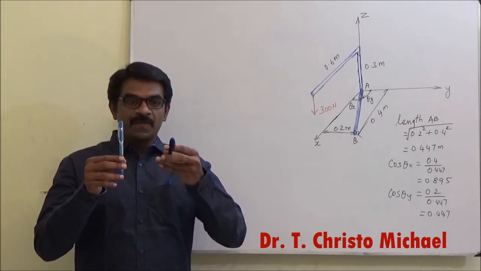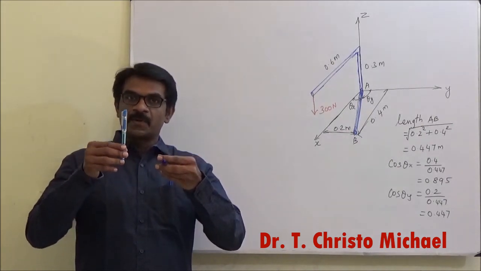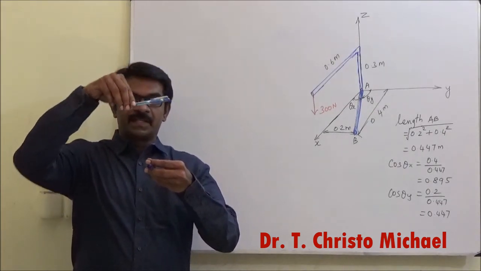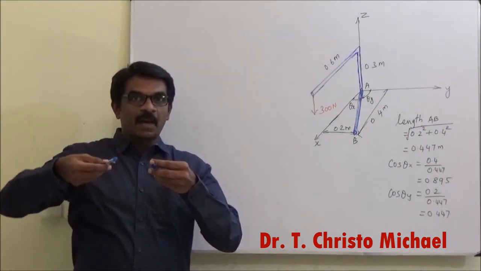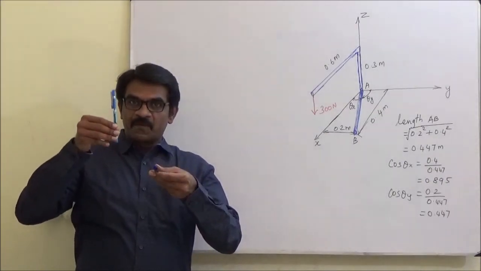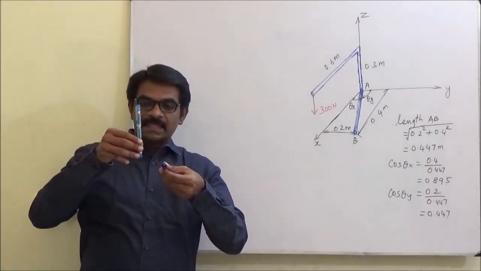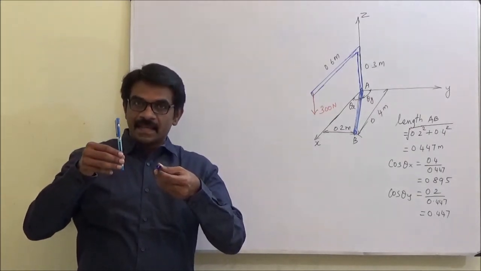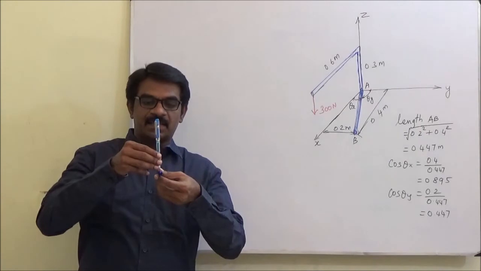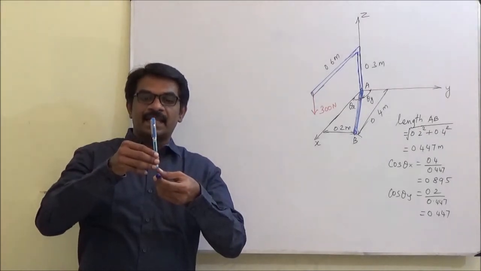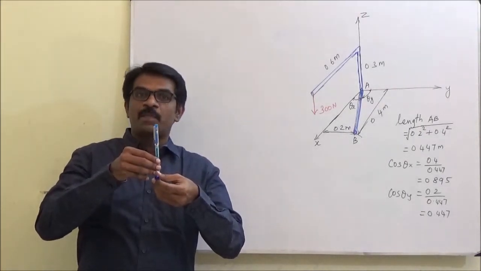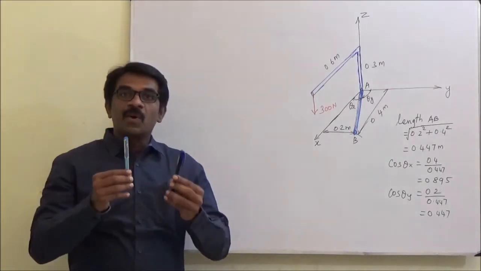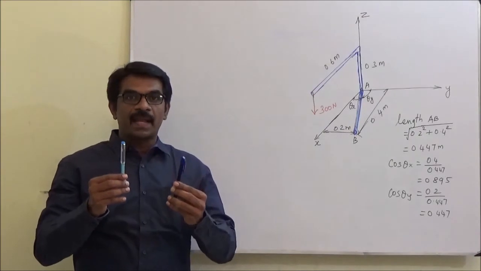Now, if this is the axis, this will produce a moment. This will produce a moment. This will not produce a moment. If this is the force and the distance between the force and the axis is 0, that means if this is the force and this is the axis, there will not be a moment. So you need to understand this when you are finding the moment about an axis.